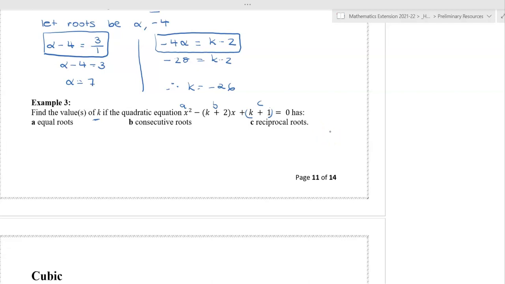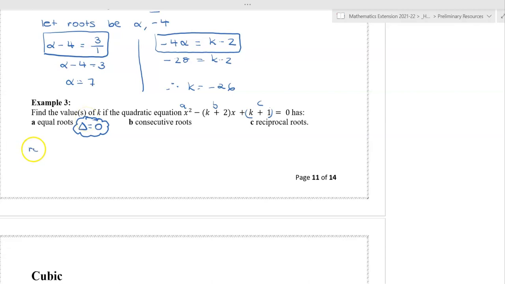We could use the fact that this would mean the discriminant equals 0 and solve for k. So I do b squared minus 4ac equals 0, solve for k. And I think that will actually be easier in this case. Alternately, I could let the roots be alpha and alpha, and I'll probably go that way because that's sort of the point of this question, but I do think doing this might be easier, and you might have a go at both when I finish the video.